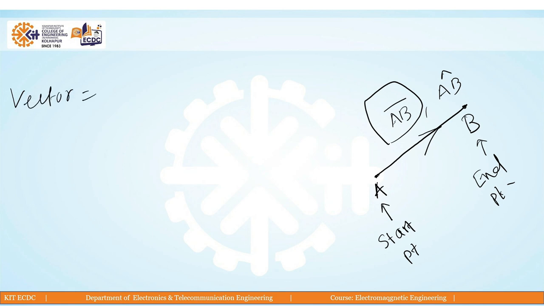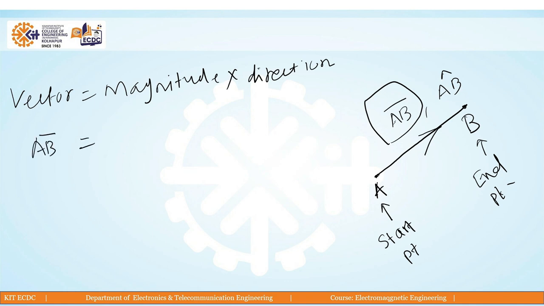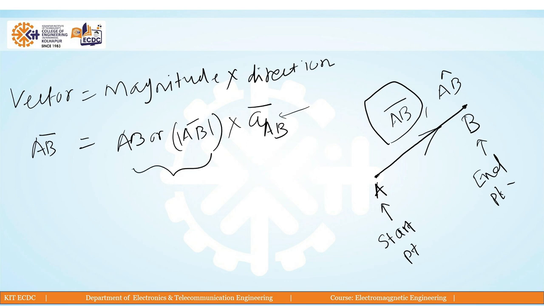Vector, as per its definition, is equal to magnitude into direction. Our vector is vector AB. Its magnitude can be written as only AB or mod AB, multiplied by its direction. The direction of any vector can be given by a A bar. So what is this? This is the unit vector. This is the magnitude of vector AB and this is the unit vector.